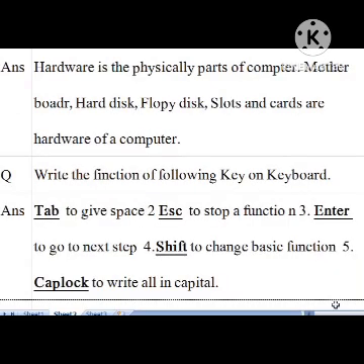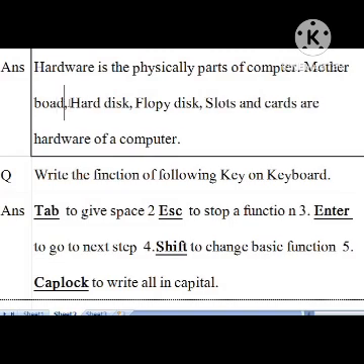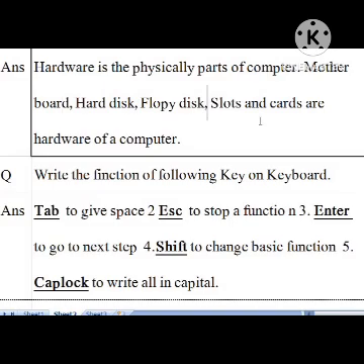What is hardware? Write the names of 5 hardware devices. Hardware is the physical part of computer. Motherboard, hard disk, floppy disk, slots and cards are hardware of the computer.